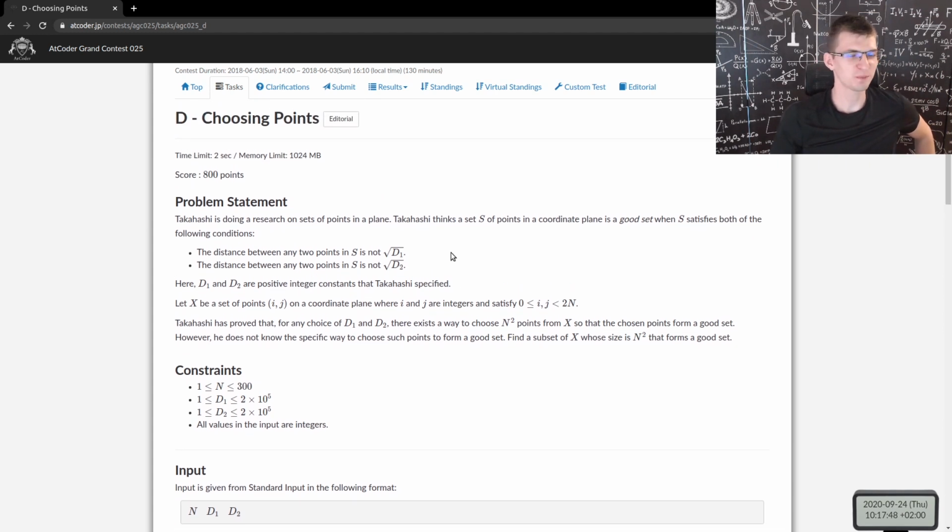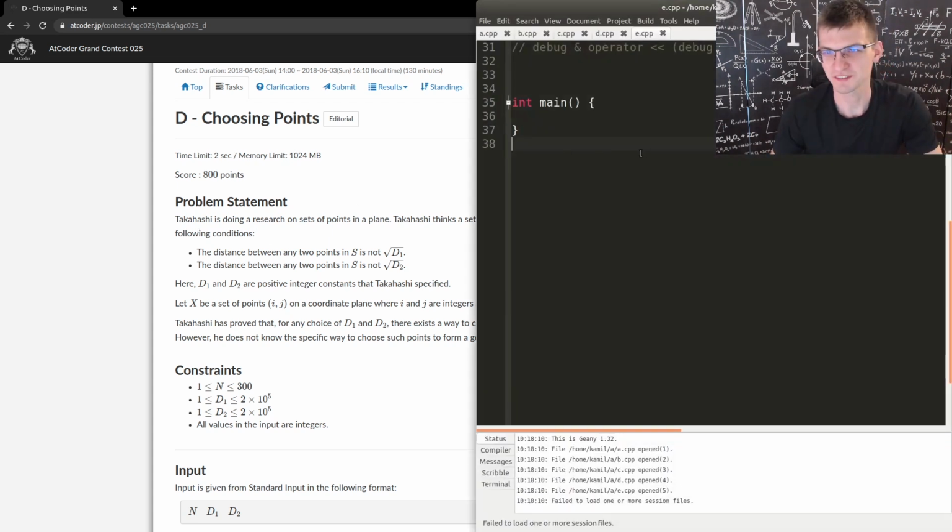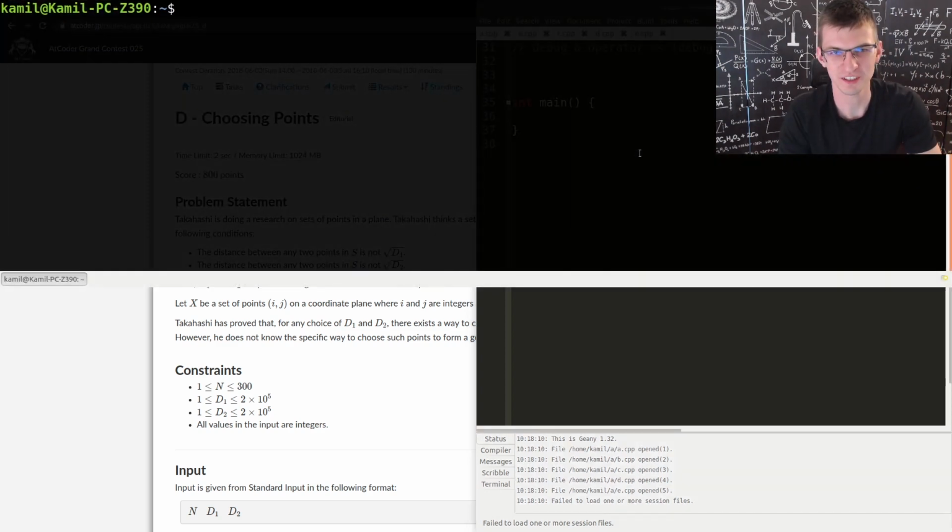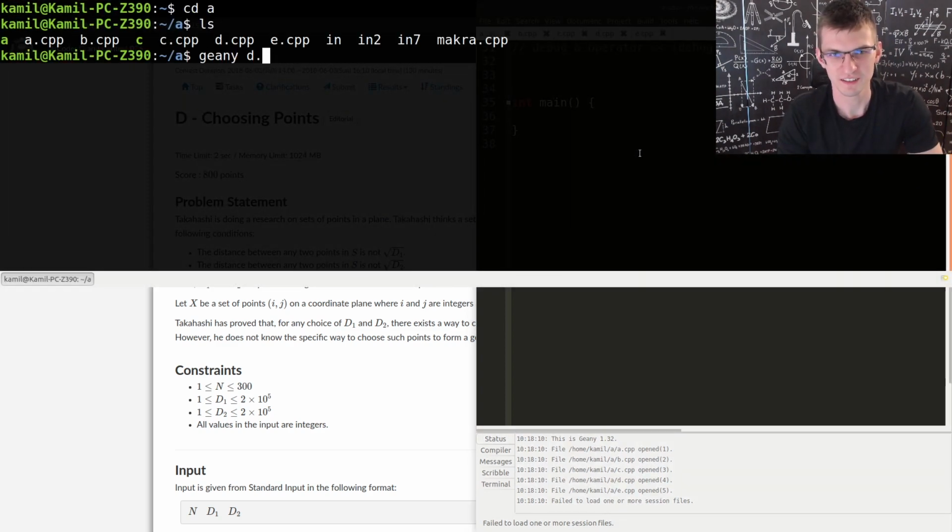I completely don't remember this problem. That's my memory for you. It's exactly like if I solve this problem for the first time in my life. Let me open Genie. We will need d.cpp.